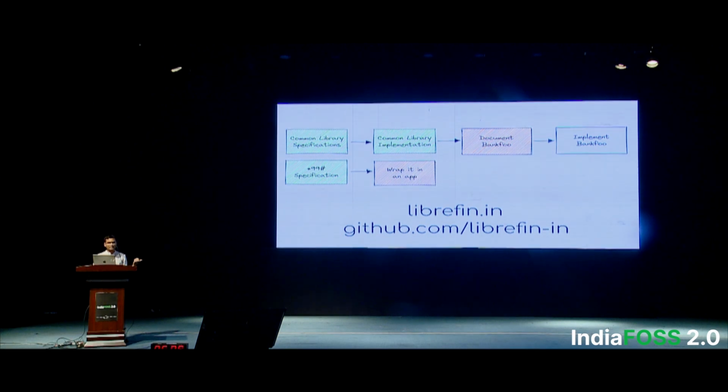You can look it up on github.com/librefin-in. Additionally, there's a list of tasks and requirements uploaded there, which you can look up in the README, in terms of what the next steps are in order for us to get there. But I believe we can have a public FOSS app for UPI.